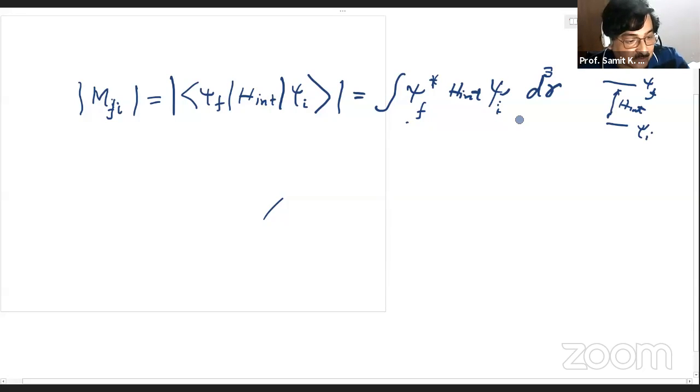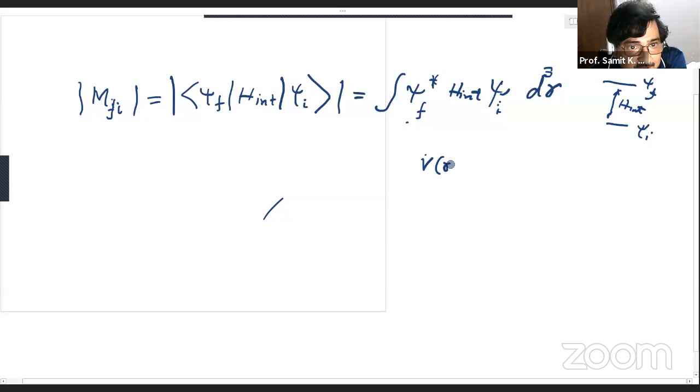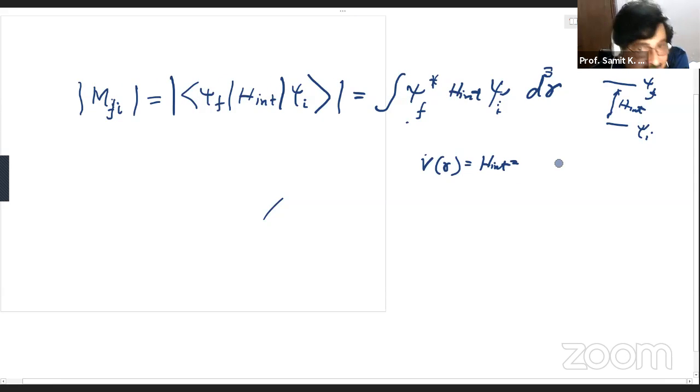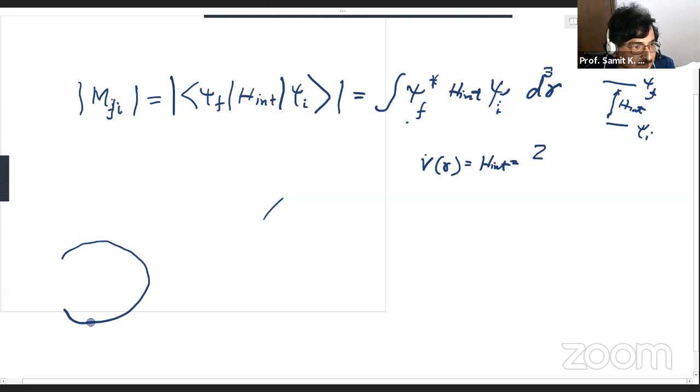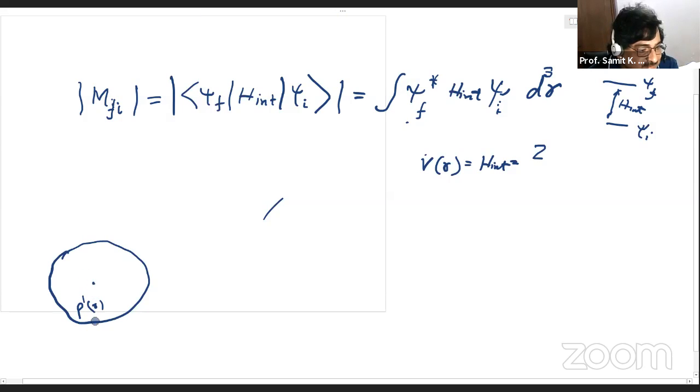So therefore, because of the electrons, we can write this interaction as a Coulombic interaction, which can be written as V(r). This is the H interaction, and you can say this is nothing but the Coulombic interaction. Consider a nucleus which is like this. So this is my nucleus with a charge density rho prime r, and this is my center of mass here, and the electron is coming from here.